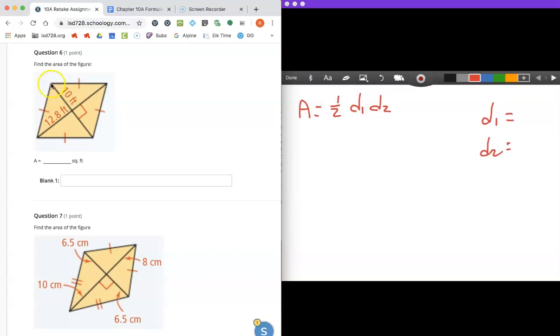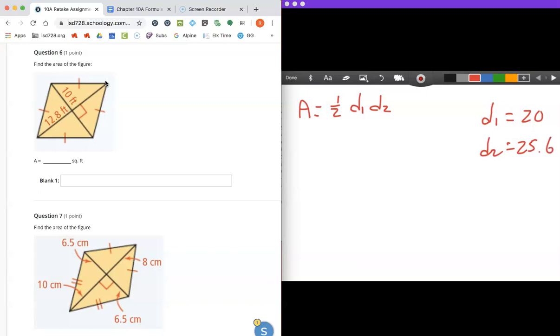So let's say diagonal 1 is this one coming through. If this piece is 10 from the corner to the middle, this piece is also 10, meaning 10 plus 10 is one of my diagonals, or 20. Over here we have a 12.8 and another 12.8. If you add those together, you end up with 25.6. And then we're ready to go.